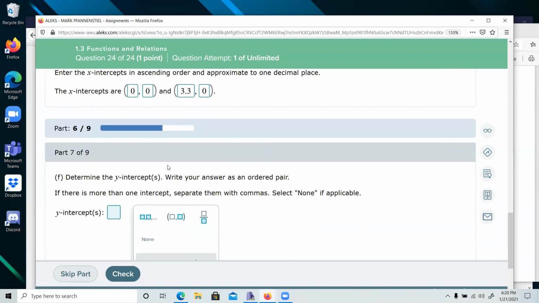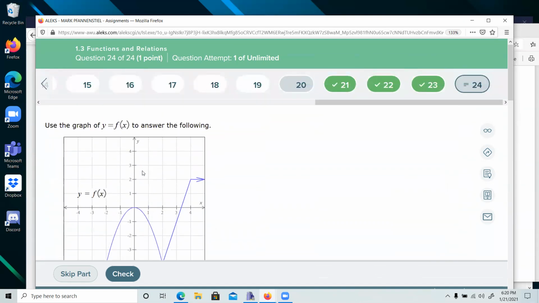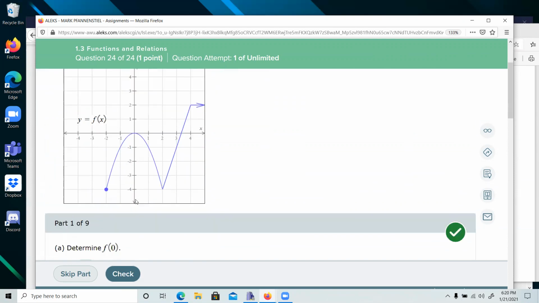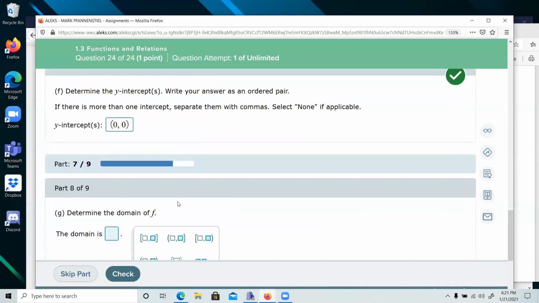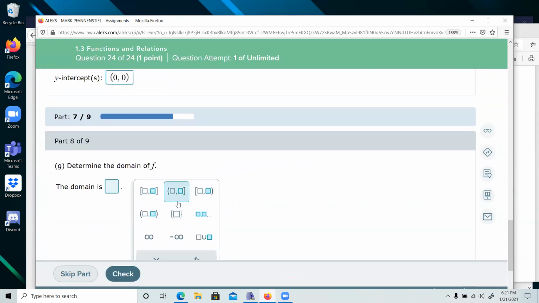Okay. Determine your y-intercept. If it's a function, there will only be one y-intercept, right? Because where do they cross this vertical line here? One place, right there. So that is (0, 0). Notice that all these are points. I know it's confusing, interval notation versus an ordered pair, but it's the context of what's going on here.